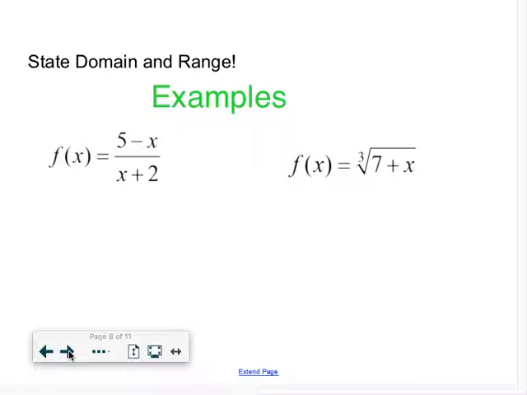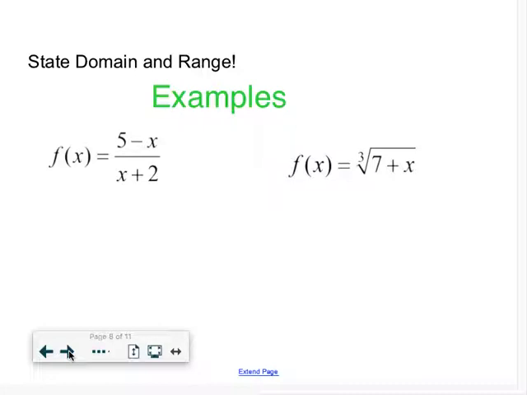So we're going to do the first one on the left, f of x equals (5 minus x) over (x plus 2). And I would make sure to put this one in my notebook because this is brand new to all my pre-calculus students. You had not done rational functions in Algebra 2. So this is one that you definitely want to practice.